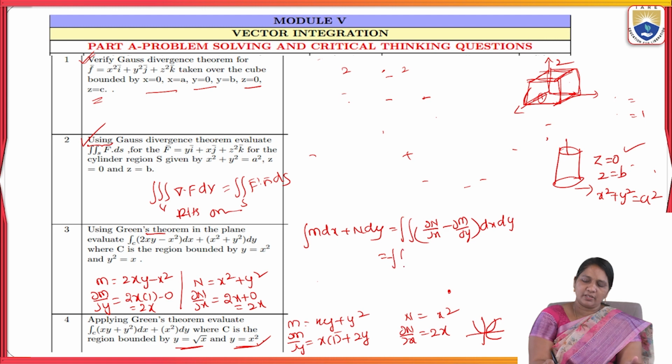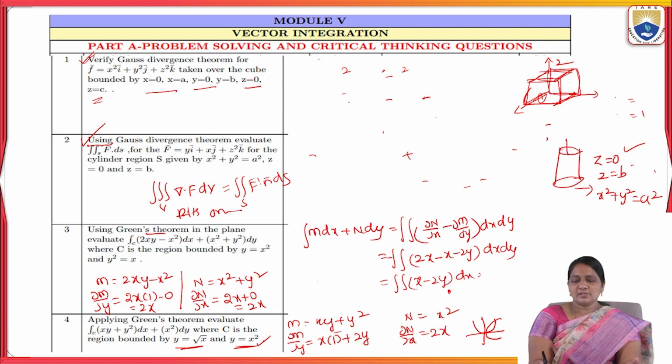So now the double integral of dou n by dou x, which is 2x, minus dou m by dou y, whose value is x plus 2y. That means minus x minus 2y into dx dy. So now 2x minus x is x. So (x minus 2y) dx dy. Now by using this graph, we can calculate the limits of x and y. Then we can integrate this function by using those limits.